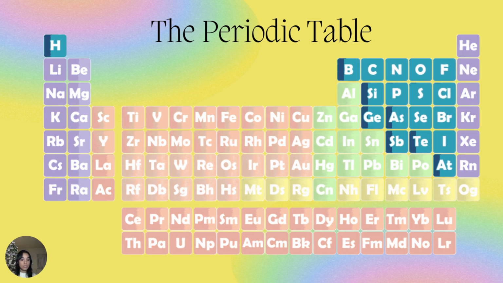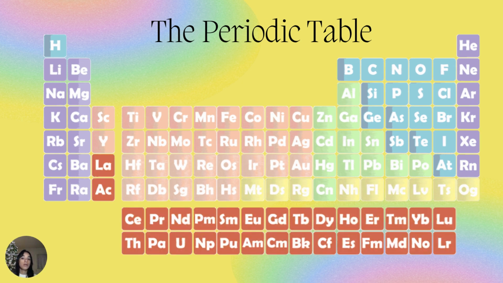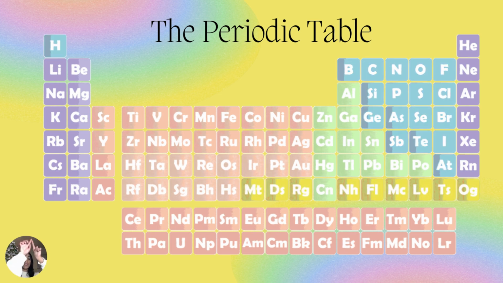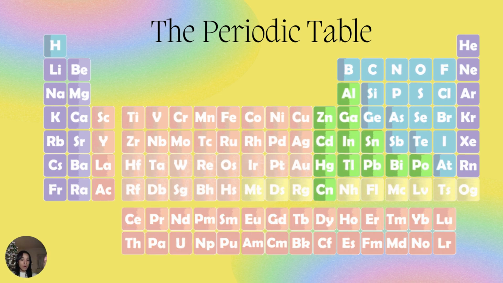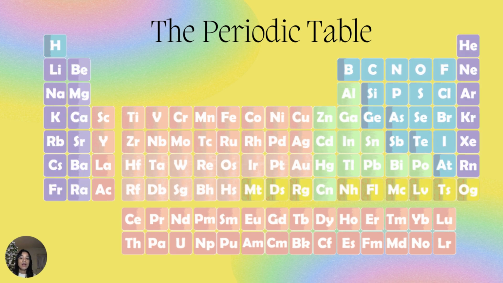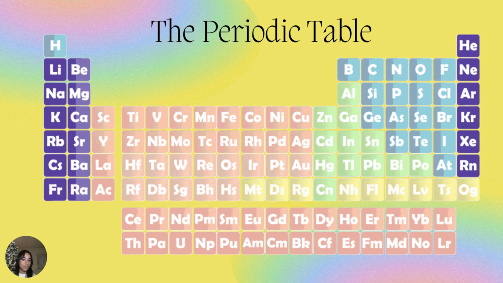And then a period is going to be a cross. So it'll be a row. A period will be all the way from, if we look at the very, very top, hydrogen and helium, that's one period because they're all in the same row. So keeping those vocab words in mind, group is necessarily a column, and period is just a row.